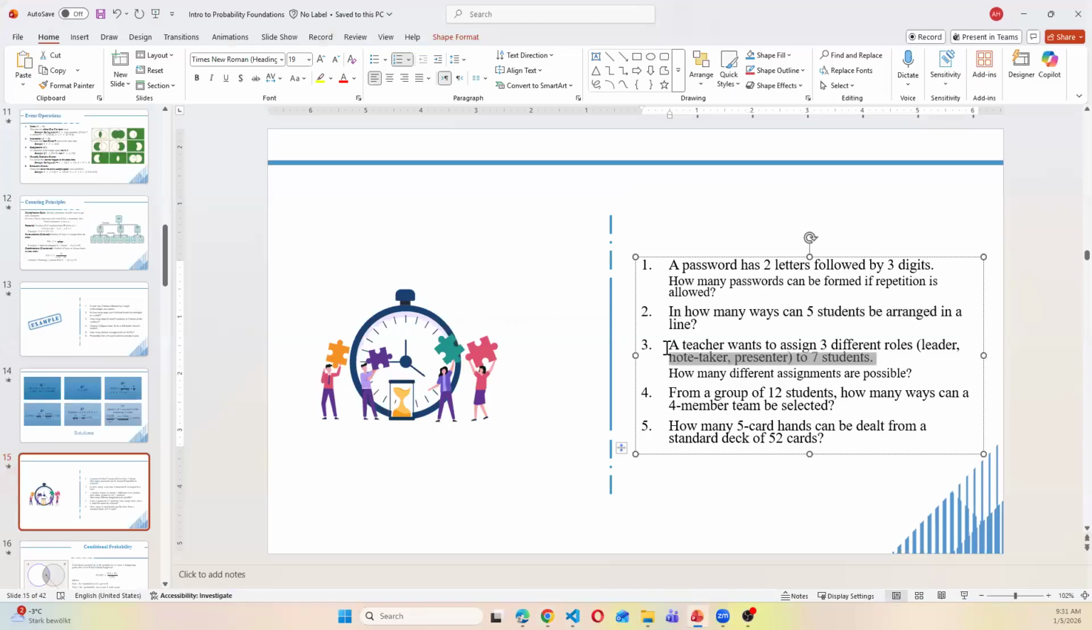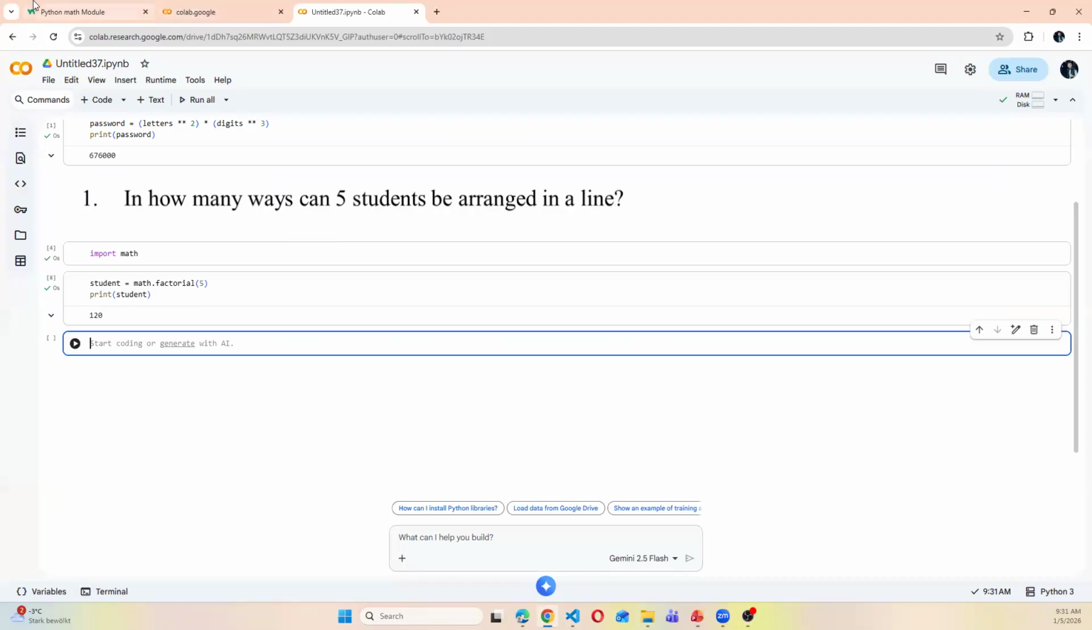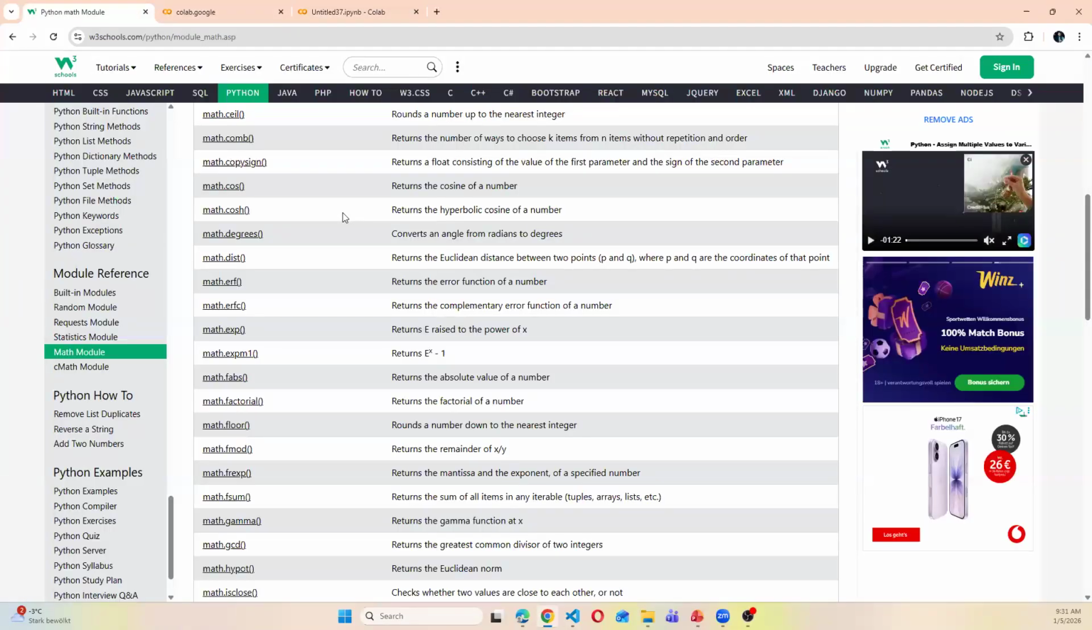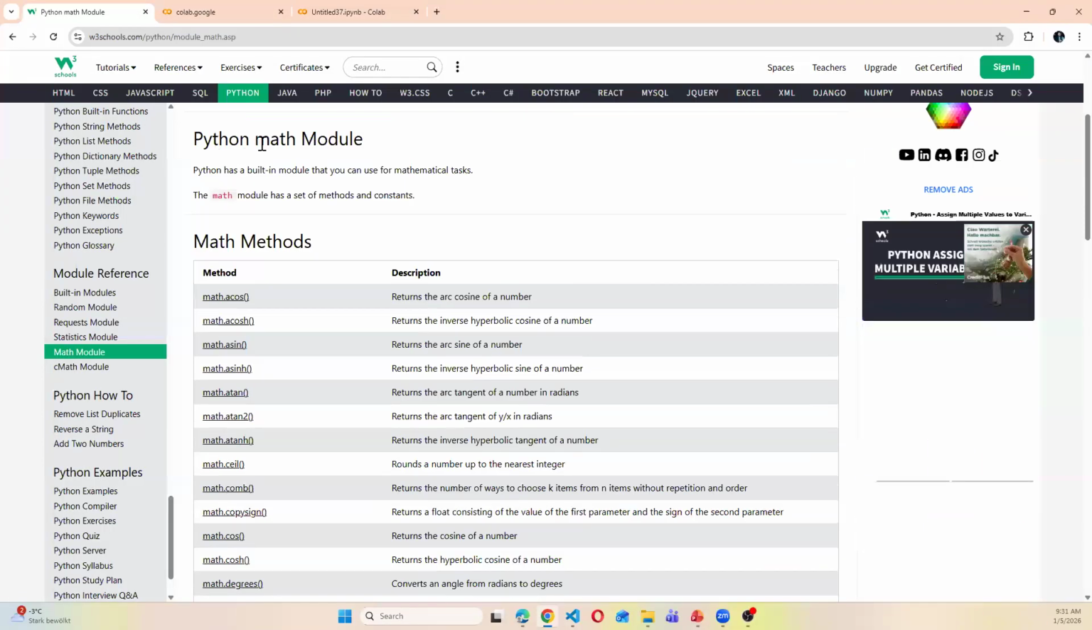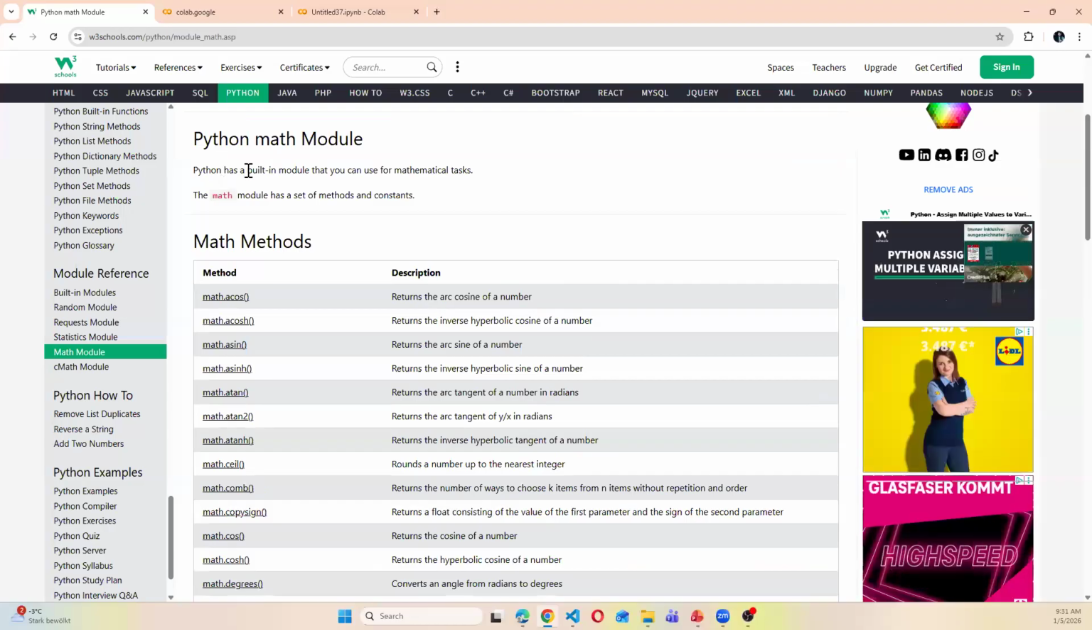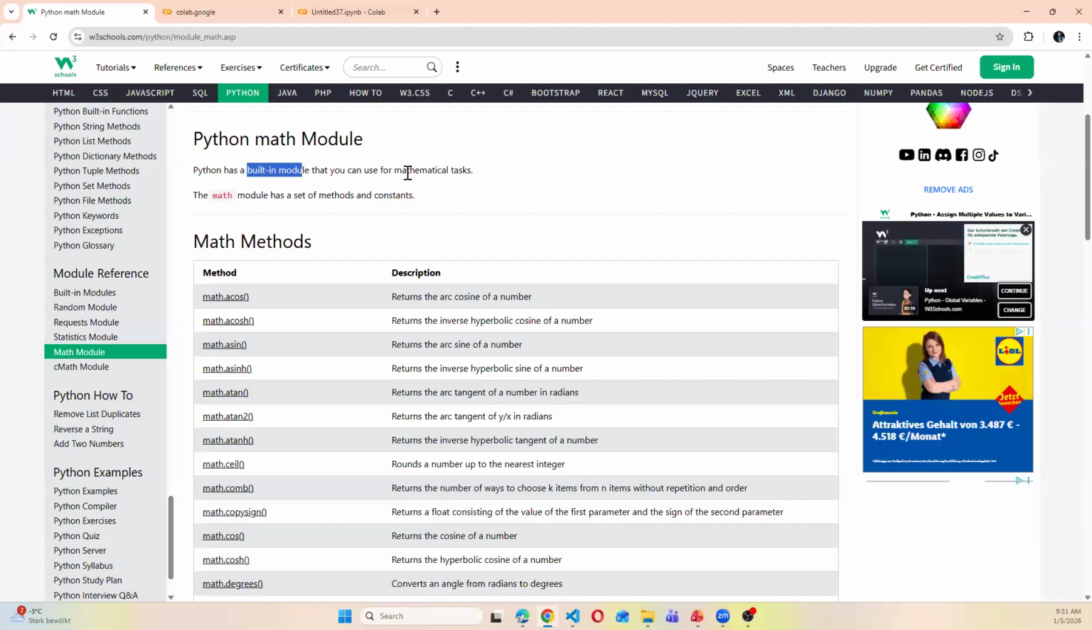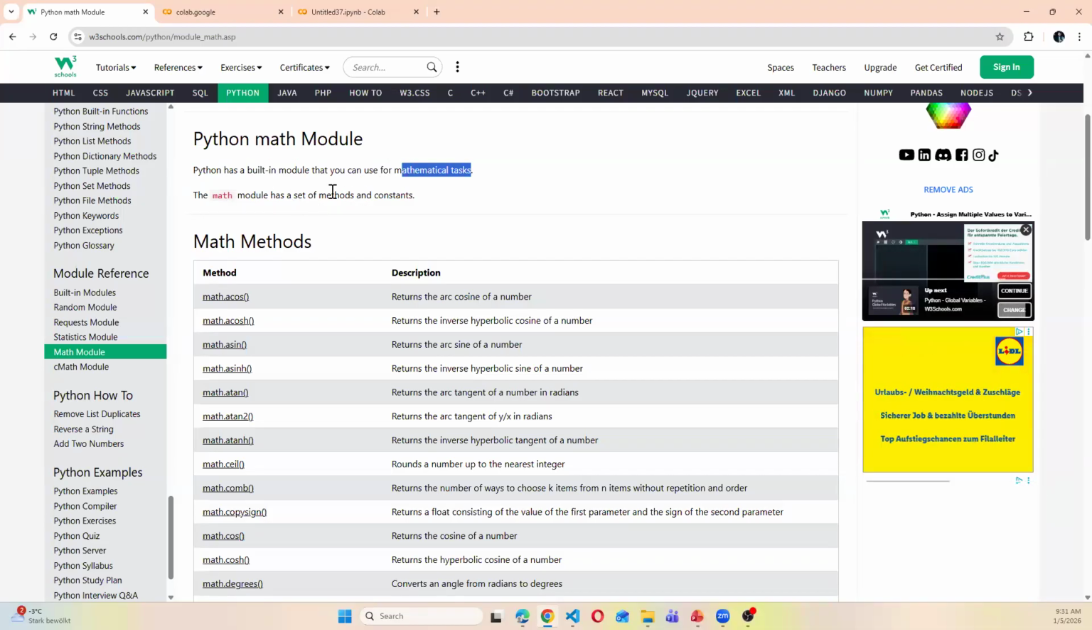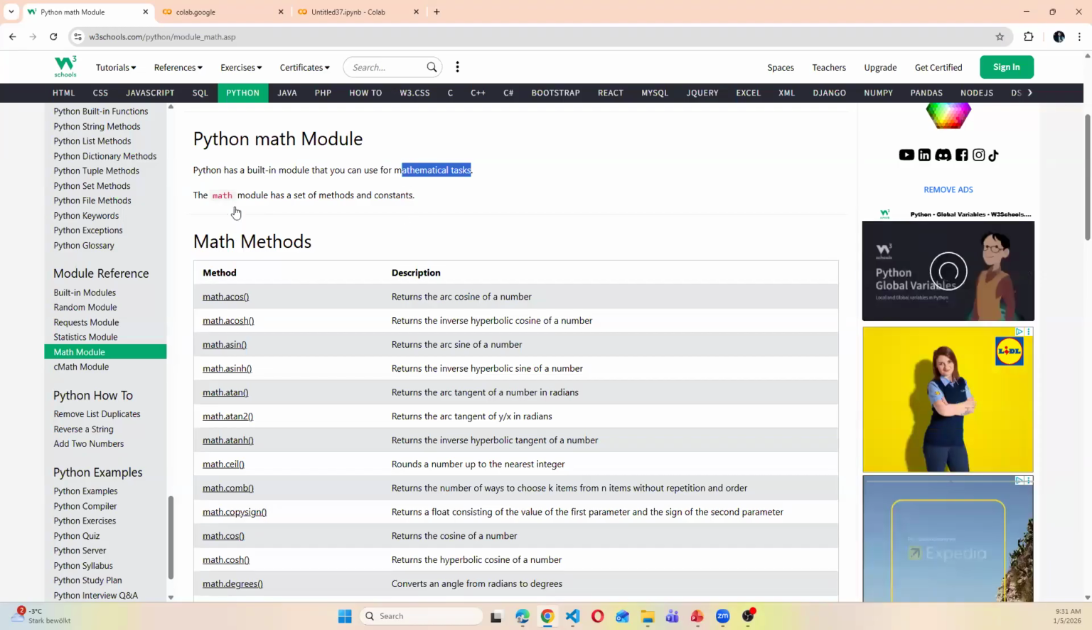Sir, why do we write math import for having all the math functions and formulas? Because Python has a built-in module which is already created, so you can use it for mathematical tasks. The math module has a set of methods and constants. So these are the methods.